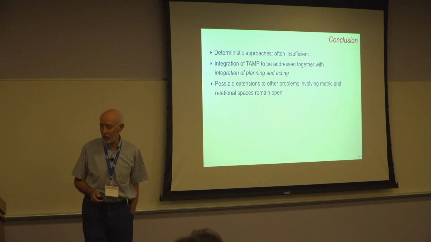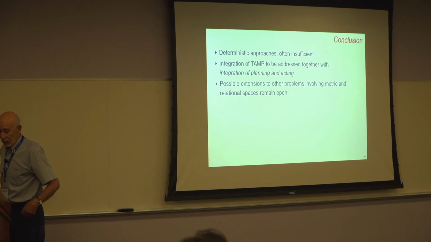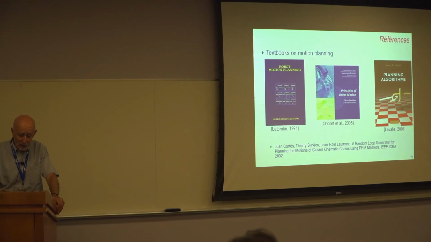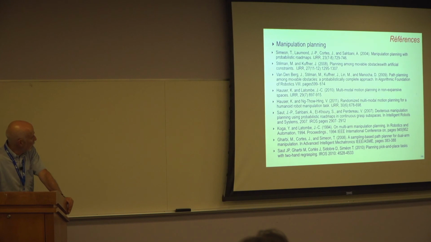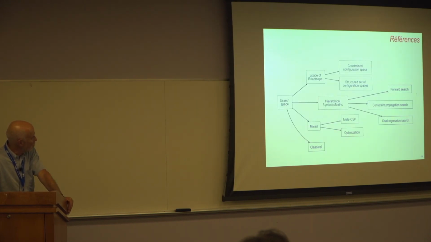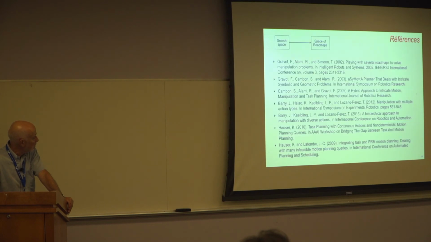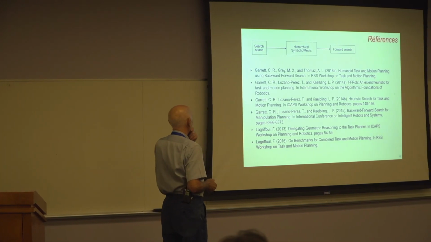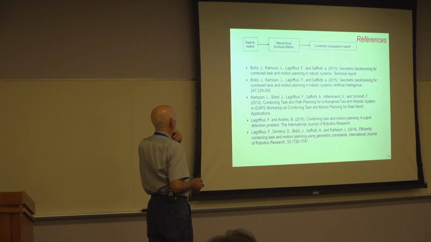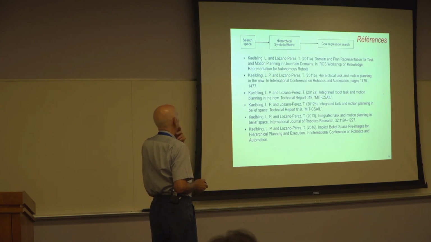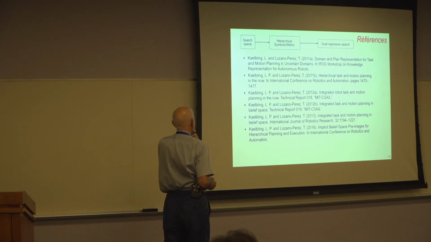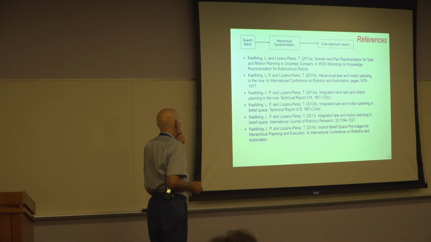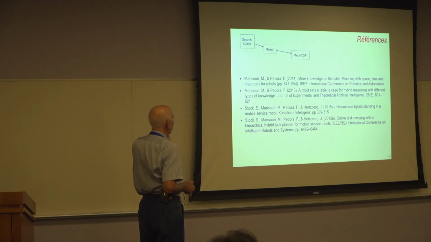And there are possible extensions of the TAMP integration problems to other problems involving metric and relational space that remain open. In the slides that you can find, there are a number of references to manipulation planning, to motion planning, and references to each of this set of methods that I'm not going to comment on for each one. Space of roadmaps, the hierarchical symbolic metric forward, the constraint propagation, and so on. You will see the references in the slides. I briefly mentioned some of the work during my presentation.